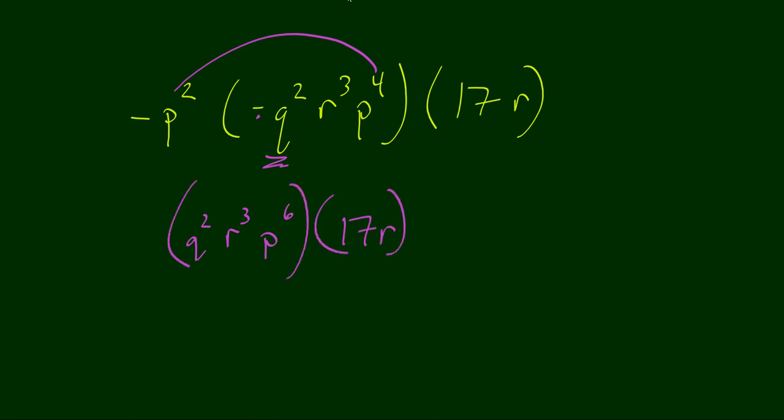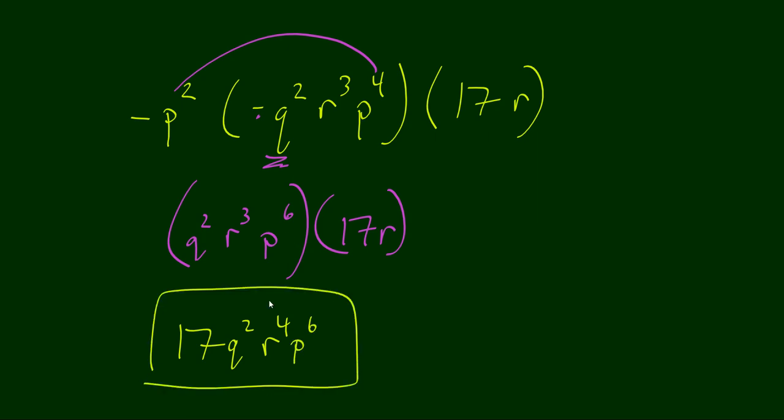So step 2 is doing that. Step 2 is to do the number times the number. What number is here? If it's invisible, it's a 1. 17 times 1 is just 17. Q squared has nothing to play with. R cubed has an r. That's r to the 3, and there's another r over there. So 3 plus 1 is 4. And lastly, p to the 6. There's no p's over here, so that doesn't change at all. So our product, once we've done both steps there, is 17q squared r to the 4th, p to the 6th.